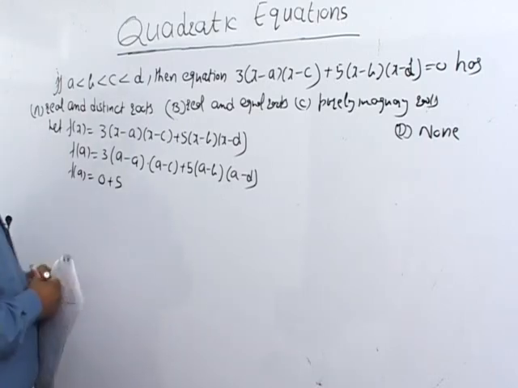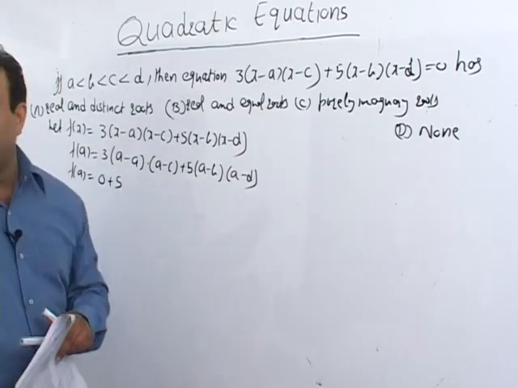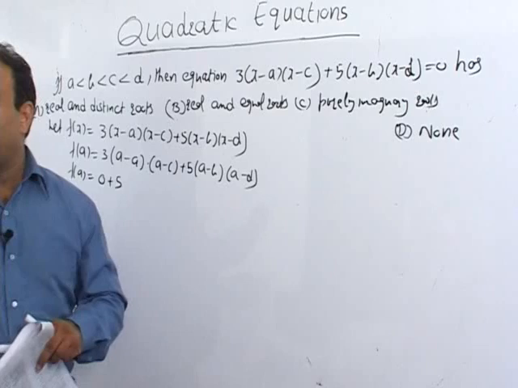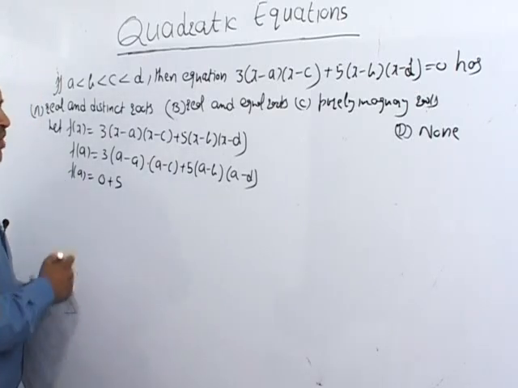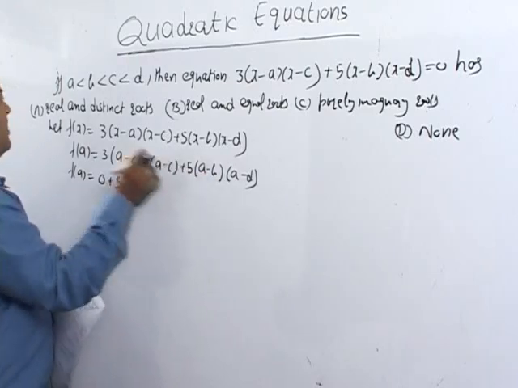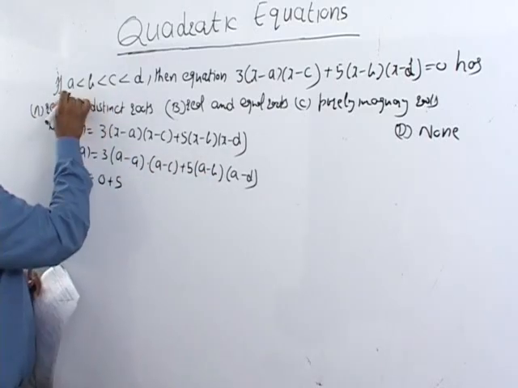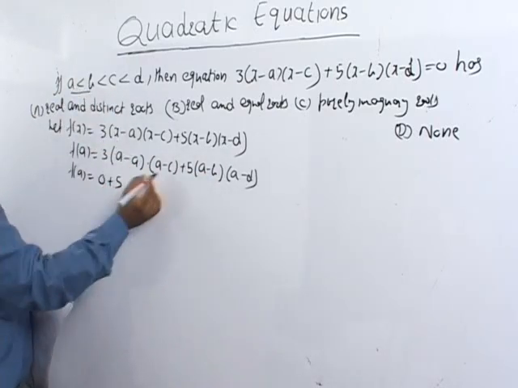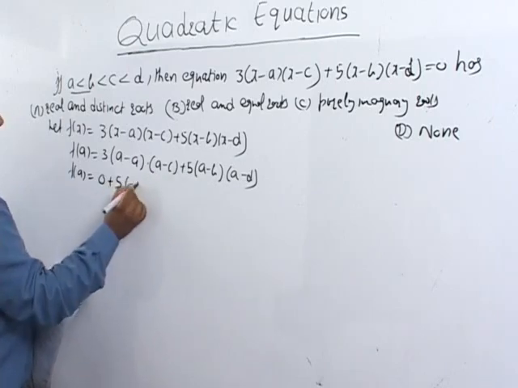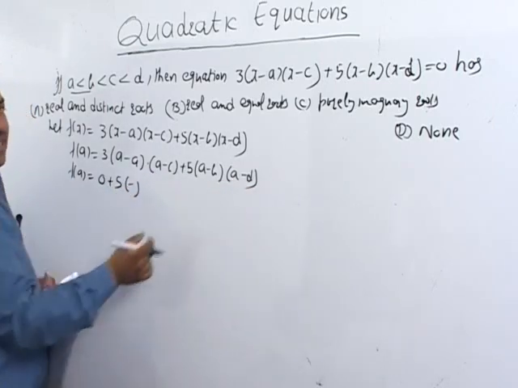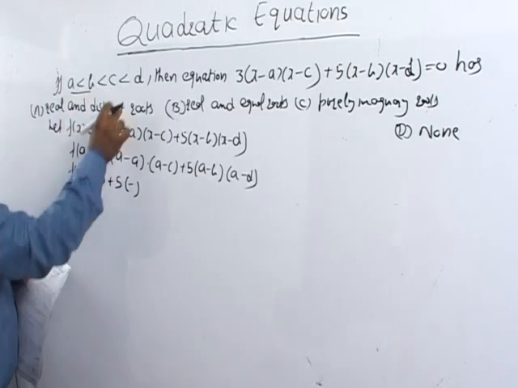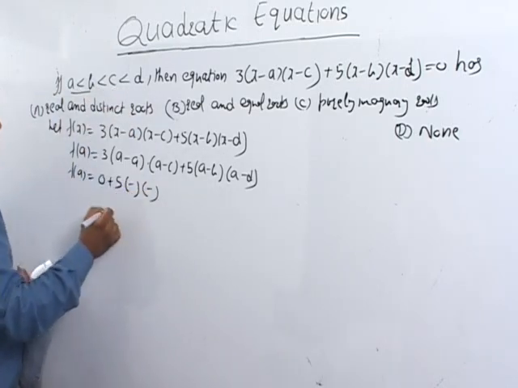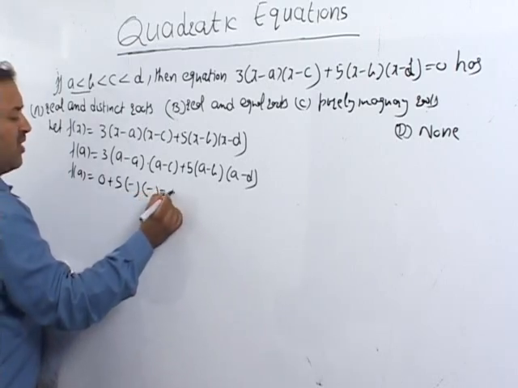See, basically we are interested in whether FA, FB, FC, FD are positive or negative. So we just calculate A minus B. Since A is less than B, I'll say it is negative. Now A minus D again will come out to be negative. Negative into negative will come out to be positive.